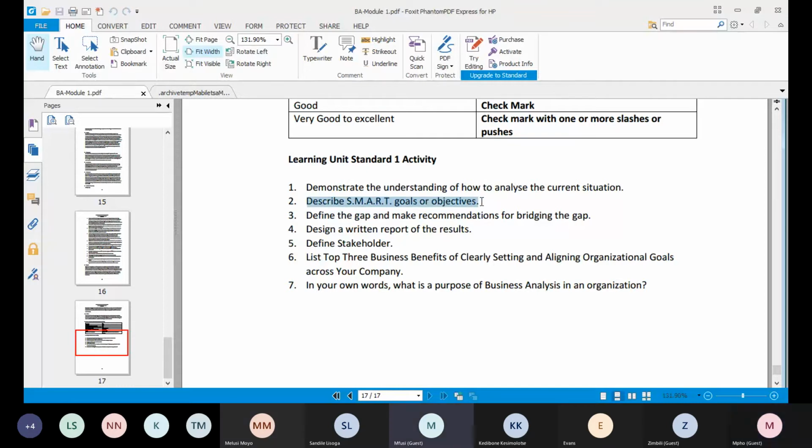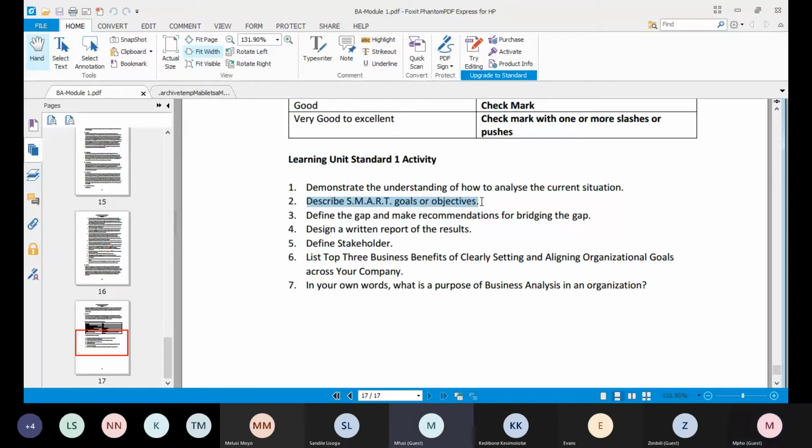Specific stands for S, and then M, measurable, A, attainable, R, relevant, and T for time bound. Yes, that's correct. Thank you.